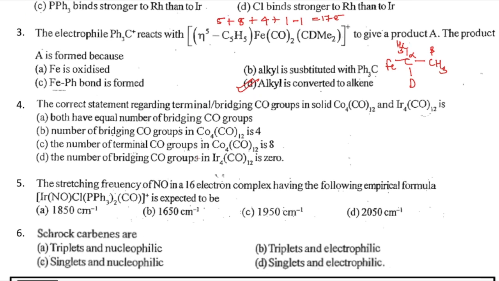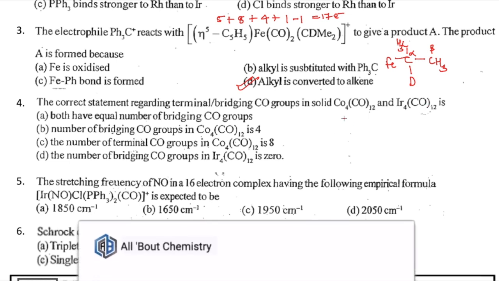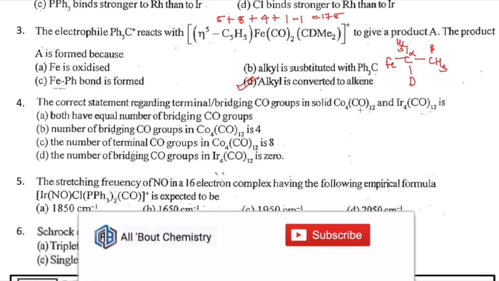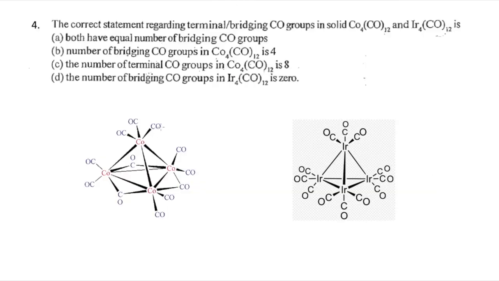Alright, let's talk about the next one. It says that the correct statement regarding terminal and bridging CO groups in the solid Co4(CO)12 and Ir4(CO)12. For this particular question, you need to understand the structure of both of them. So I'll just show you how these structures look. Alright, so that's how it looks.